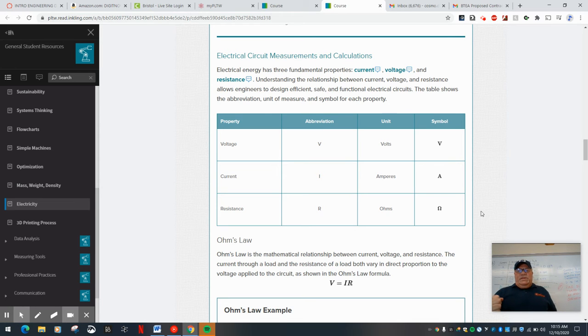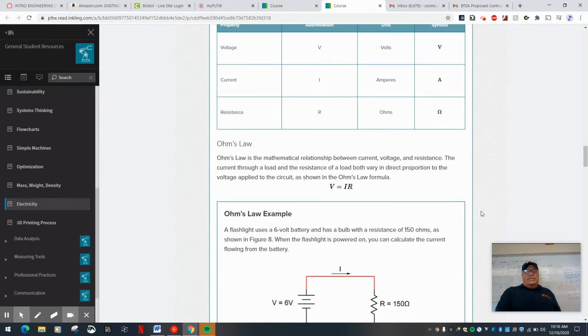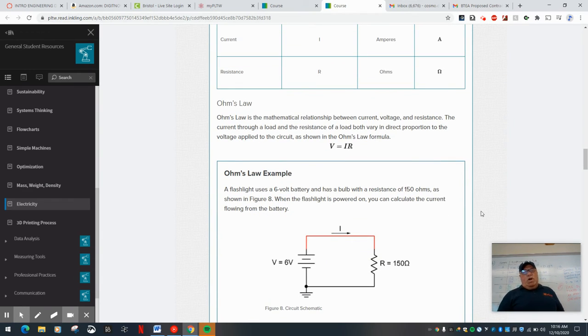The symbol for voltage, the unit is volts, and the symbol is V. Current is I. I know it doesn't make sense, but that's what it is. The units are amperes, or amps, and the symbol is A. Resistance is measured in ohms, and it is omega. Okay, so these are the important things to know.